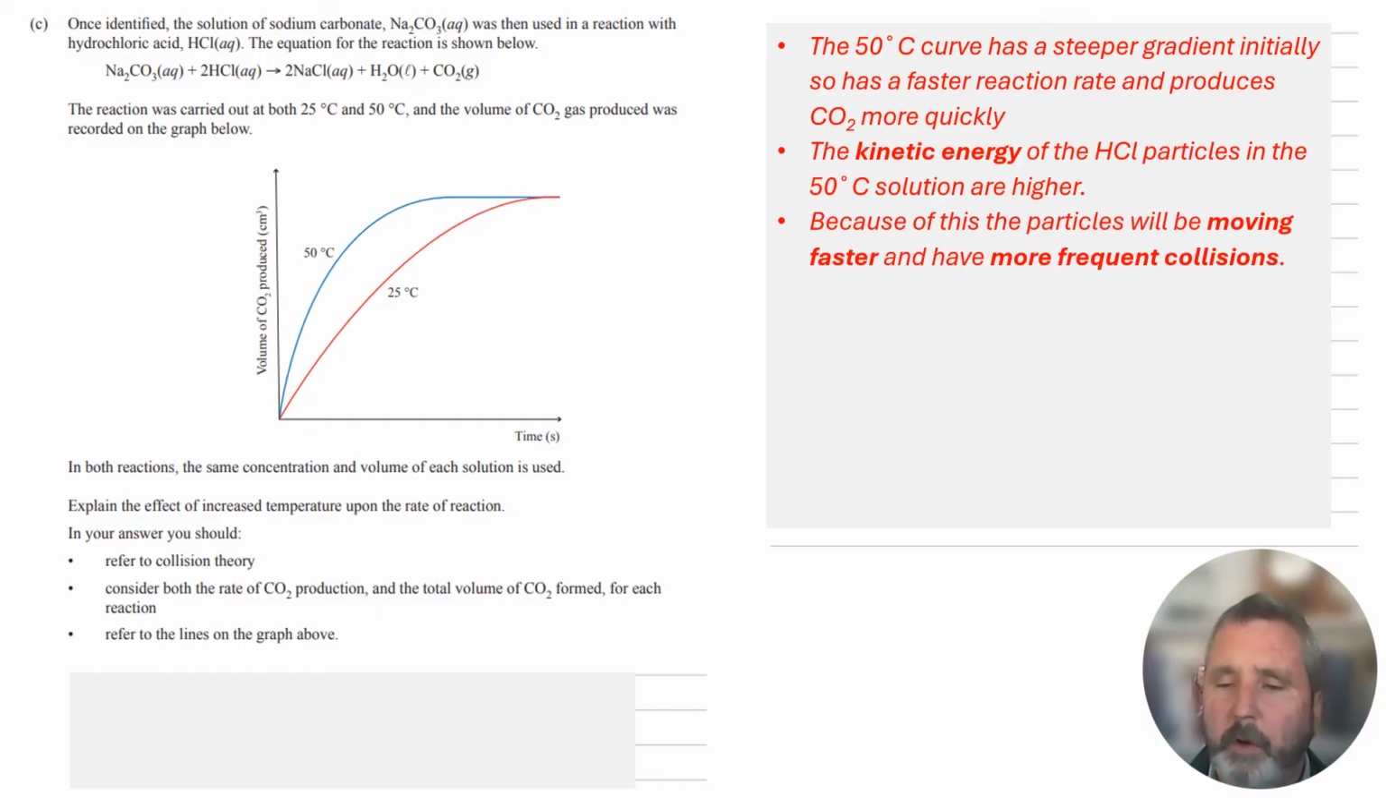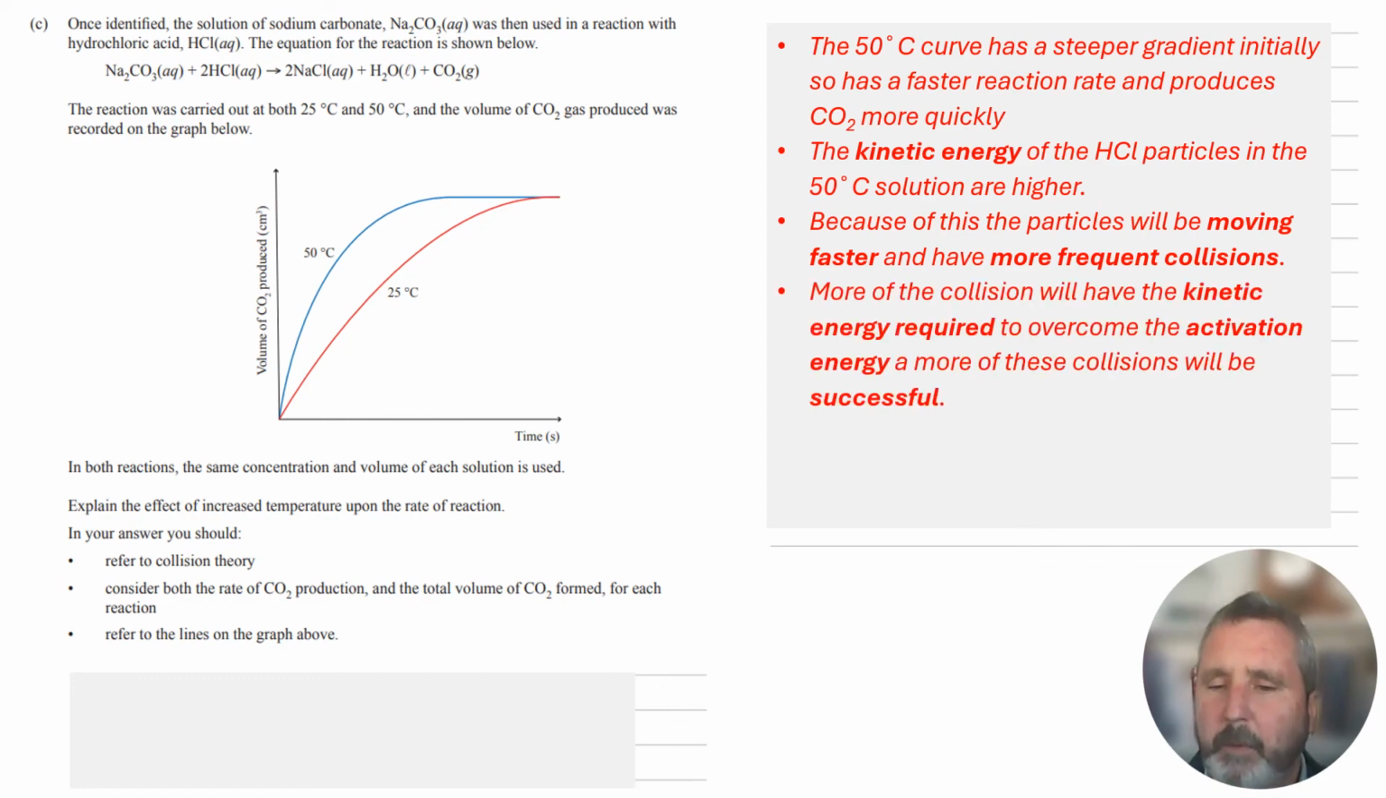The next point is our first collision theory statement. We're going to make two independent statements. Because they have more kinetic energy, and I could write kinetic energy again in the third point, but I said it in the previous, I don't need to. Because of this, the particles are moving faster and will have more frequent collisions. Okay, that's the first point. Make sure you talk about the frequency of collisions, or collisions per second, because it's moving faster.